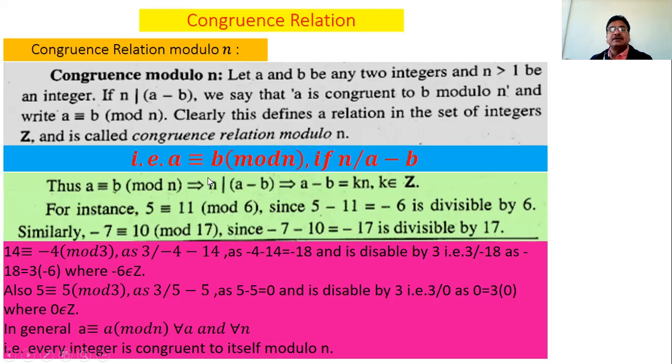So this is the definition of congruence relation. When we say two numbers are congruent, a is congruent to b modulo n if n divides a minus b. So a very simple definition that the two numbers are congruent.